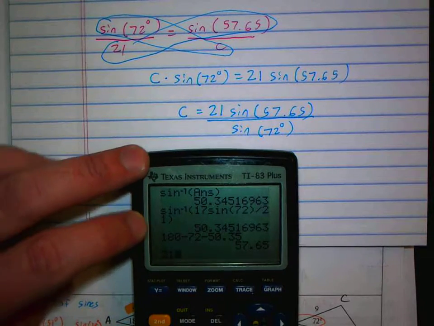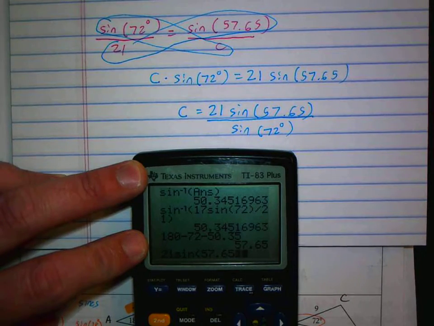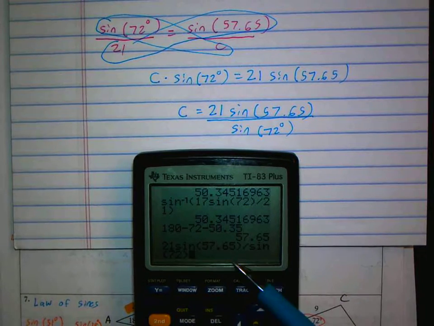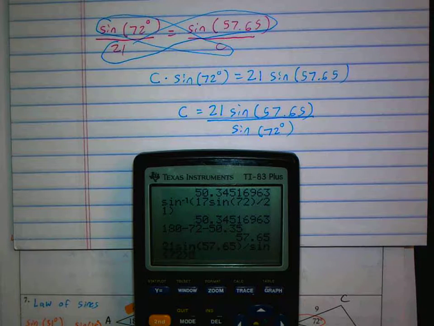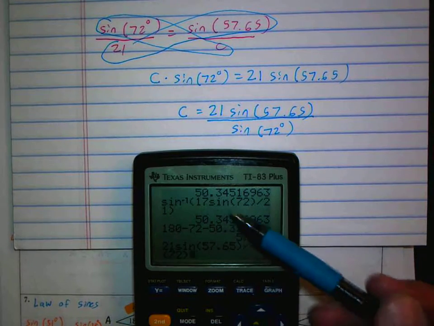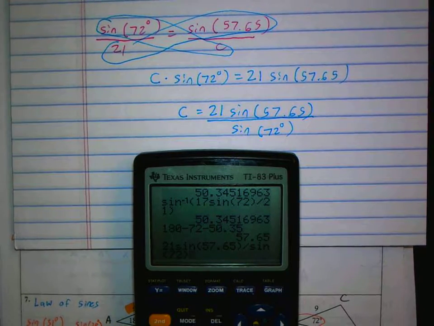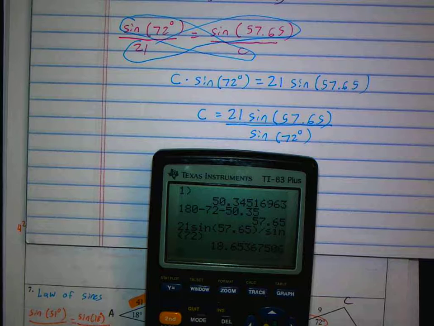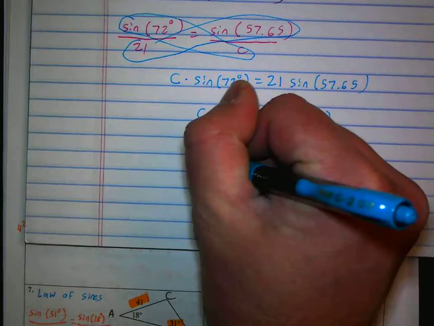(21) sine 57.65 divided by sine 72. Now, before I hit enter, we rounded 57.65, so the answer we're about to get is going to be off a little bit more. So if you were trying to actually do something real live, you would not have rounded the problem before, okay? And I get 18.65. So C, 18.65.